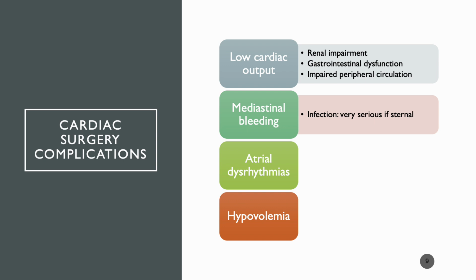With low cardiac output, there can be renal impairment because remember the kidneys like to stay wet. There can be gastrointestinal dysfunction. There's not enough blood going to the GI system. And impaired peripheral circulation.